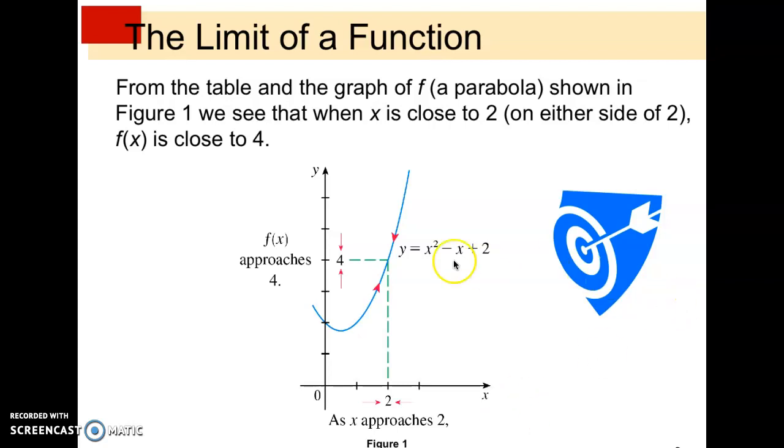Now notice in this particular function, the function actually does hit that target of 4 when x equals 2. But for the concept of a limit, we don't have to hit that value. We just come closer and closer to an output of 4 as x gets closer and closer to an input of 2.